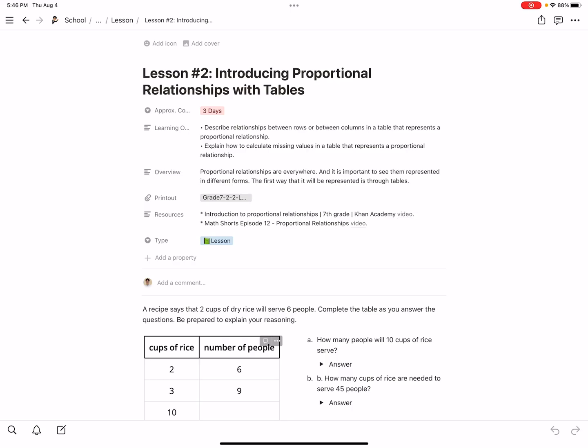Today I'm going to be going through with you how to go through each lesson. Wow, there's a lot of throughs in that sentence.